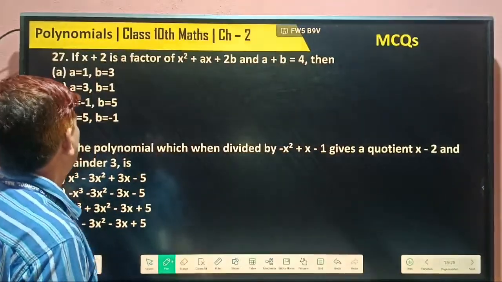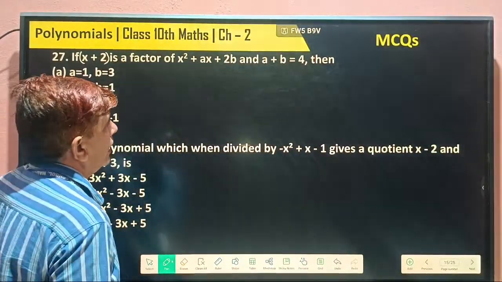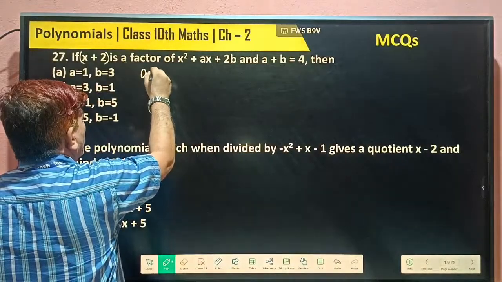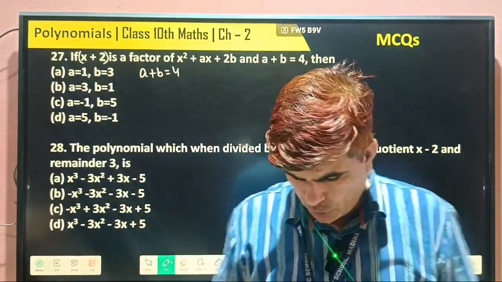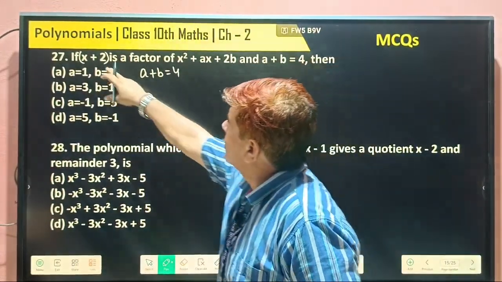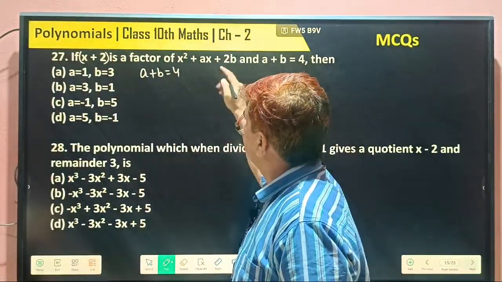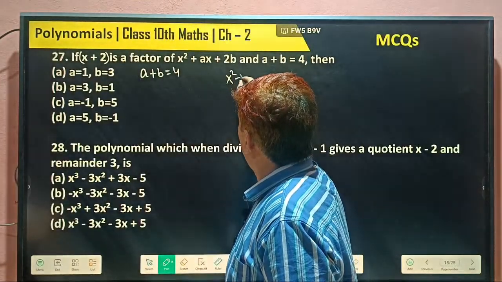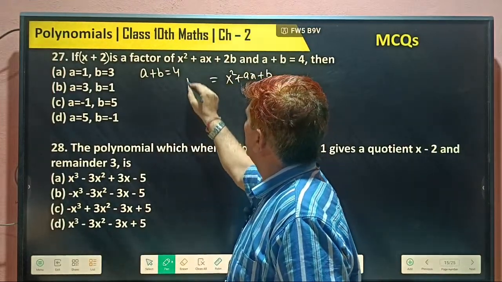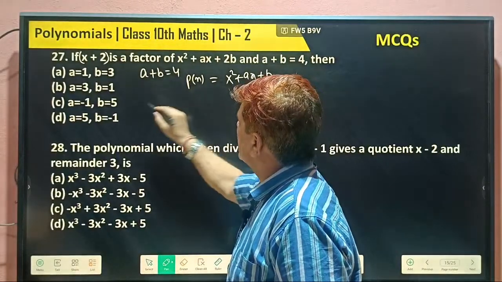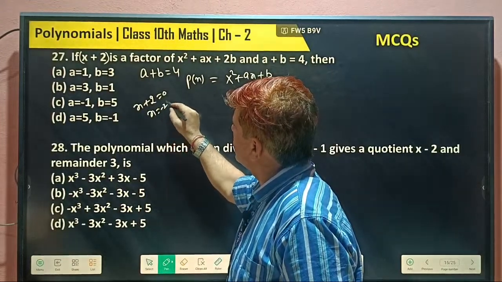It's given x plus 2, in bracket we can take this, is a factor of it, and given a plus b is equal to 4. Here use of factor theorem. If this one is a factor of it, then it completely divides this. So x square plus ax plus b is equal to p(x) we have taken. And x plus 2 is a factor, meaning x equal to minus 2 is a zero of it.